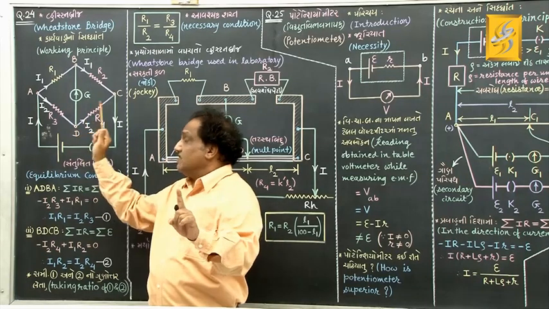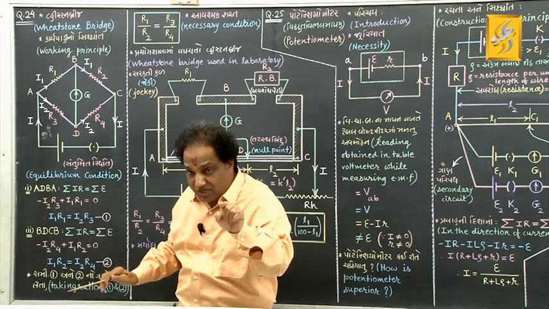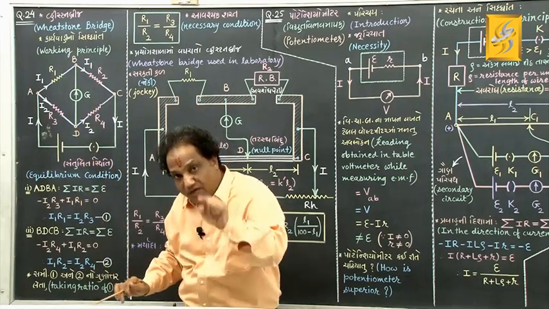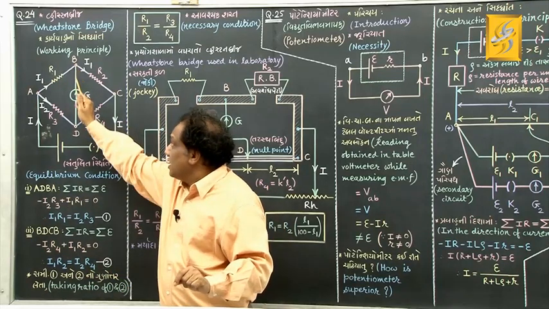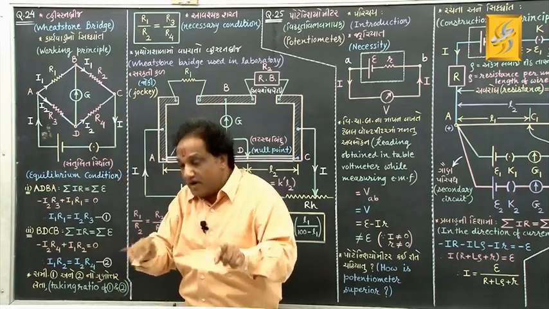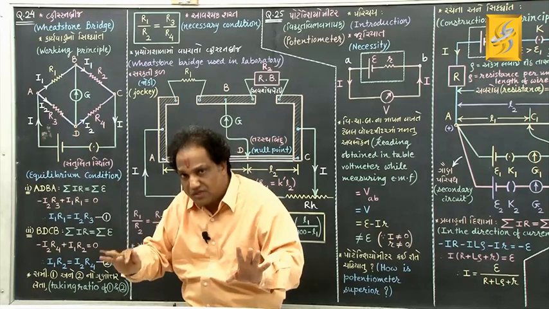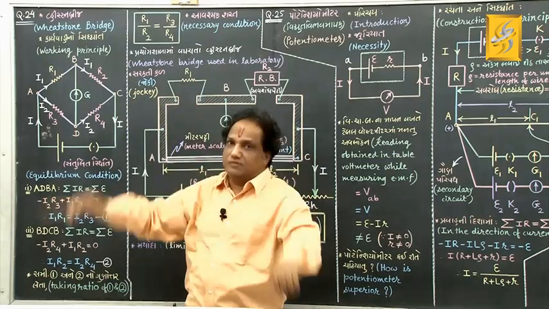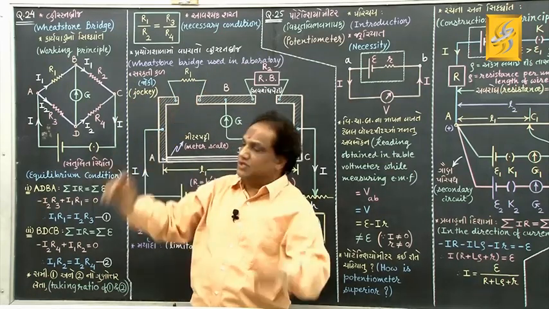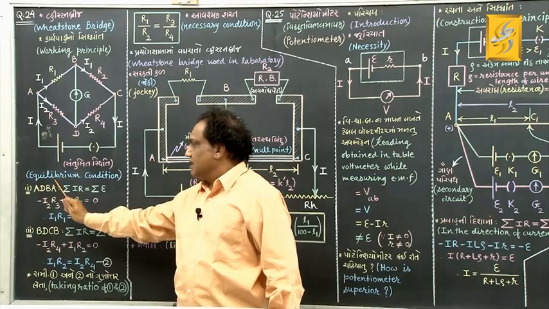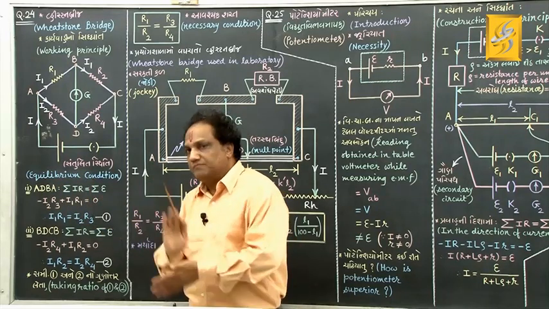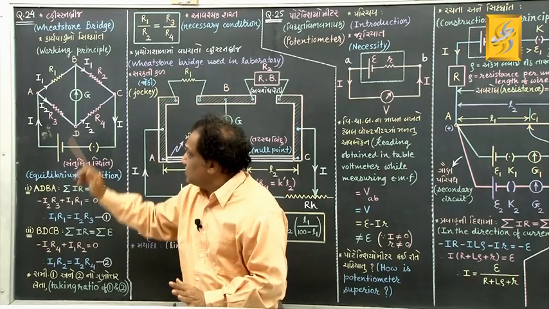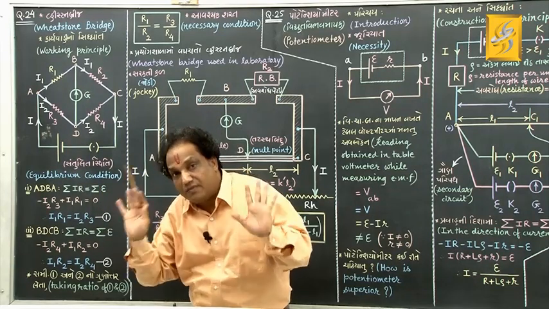Now, this specific condition of the Wheatstone bridge, in which the potentials of these two points have become equal, the potential difference has become 0, and thereby no current is flowing in this branch, and that is why this galvanometer is not giving any deflection, is called the balanced condition. What do we call it? Balanced condition, or we call it the equilibrium condition. Suppose this Wheatstone bridge is in the equilibrium condition.